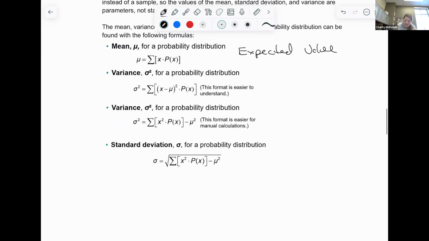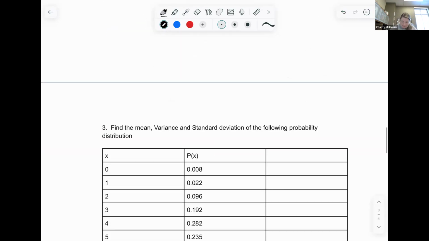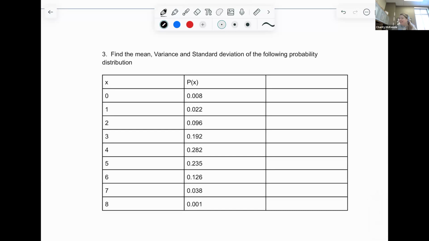And then the standard deviation is kind of an ugly formula, but we'll look at that as we look at some examples. So, here we are. First thing is it has to be a probability distribution. So that means these have to add to 1. And I'm 99% sure they do.